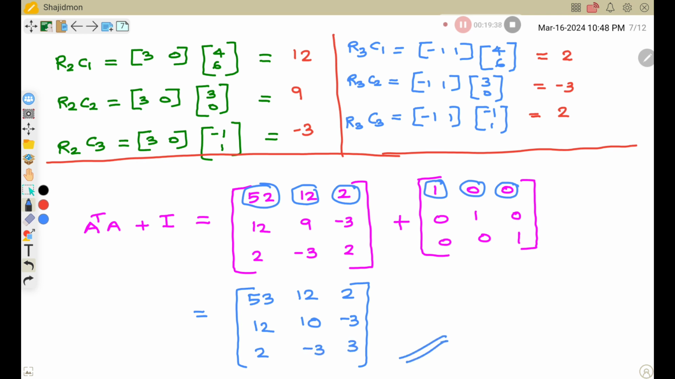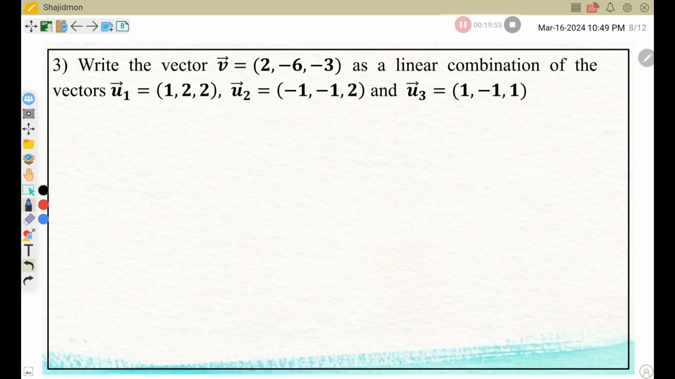So this is the answer: 53, 12, 2, 12, 10, minus 3, and 2, minus 3, 3. So this is the answer, A transpose multiply A plus identity matrix. Hope you understood that one. Now we will go to the third question. What is the third question actually?